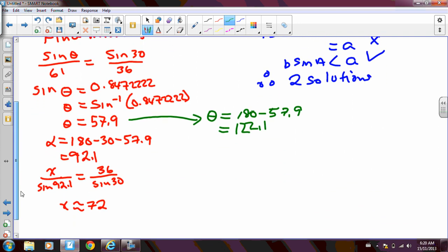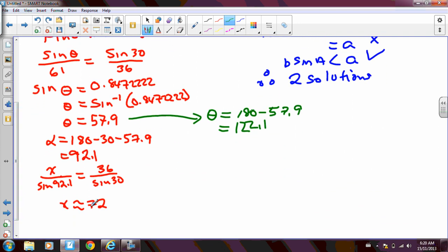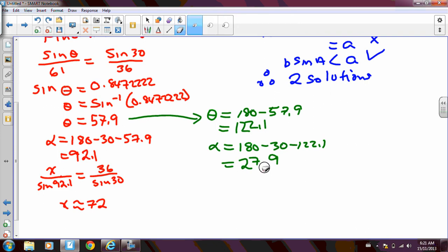And now after that, we'll do the exact same solution as we had done over here. Okay, so if that's 122.1, then my alpha value will be 180 minus the 30 from the original, minus the 122.1 here, which is 27.9. Sorry, a little messy there.